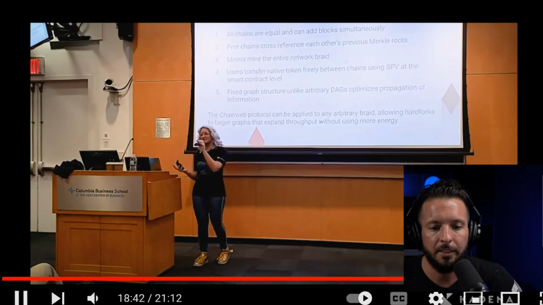And so fixed DAGs have this structure that can be maintained in a way that's safe and is not arbitrary. So this is a sample of a 20-chain braid of Chainweb. For example, if you finish a block on chain 2, then it broadcasts to chains 1, 3, and 16.